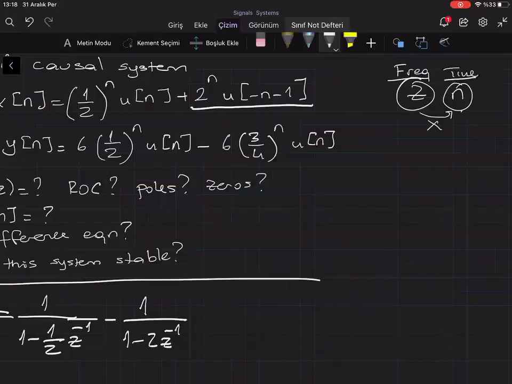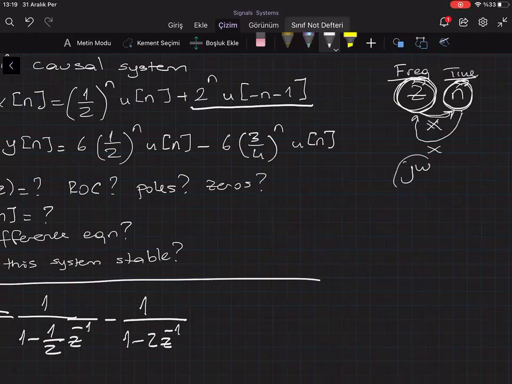If you see Z in your time domain representations, it is wrong. If you see N in your frequency domain representations, it is again wrong, okay? Z is a frequency domain variable, N is a time domain variable. Similarly, omega or j omega is in frequency domain, T is in time domain, okay? So I want you to be careful about this.